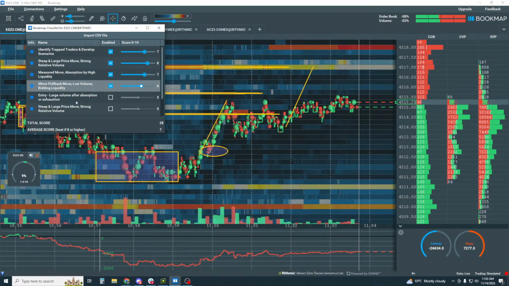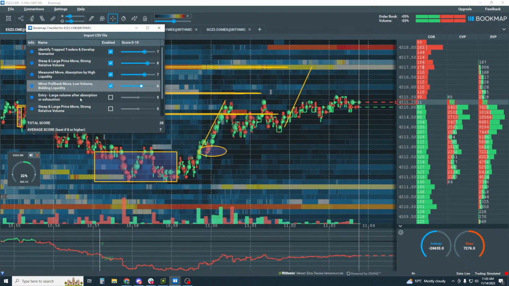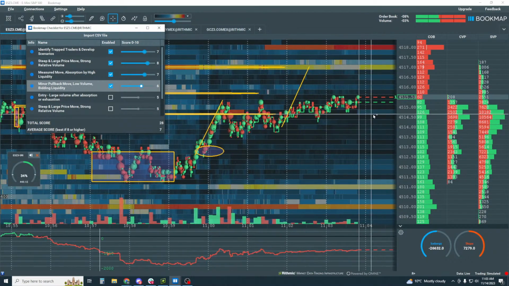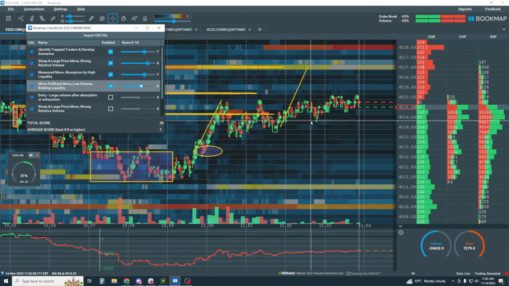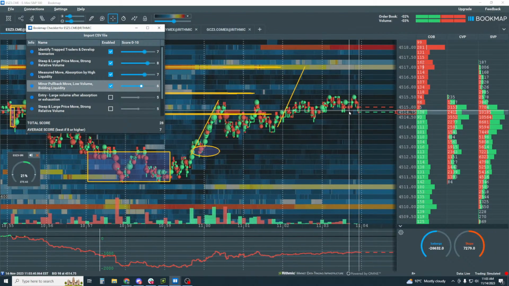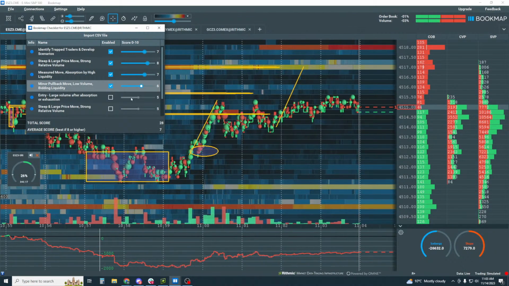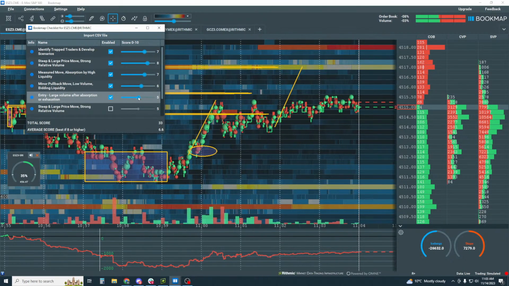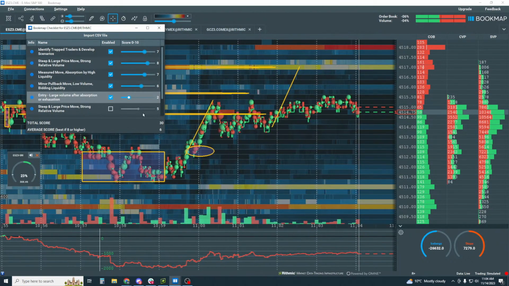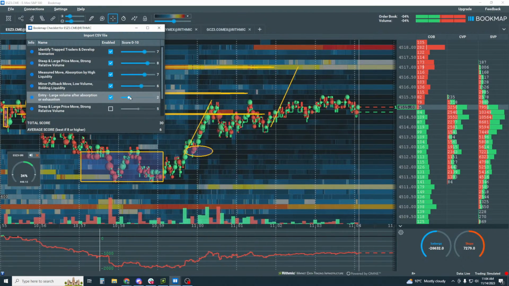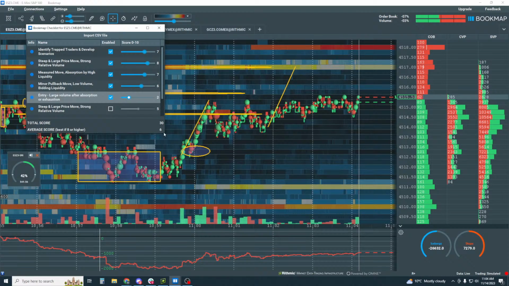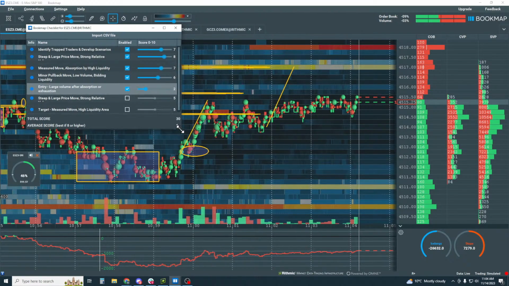And then entry on the volume after absorption. So we didn't get absorption. We don't have that order book in here again, right? So you know that we can't check, or we can say we don't have it and give it a low score. All right, so that's not good. And then, let's see here. Let's complete this.